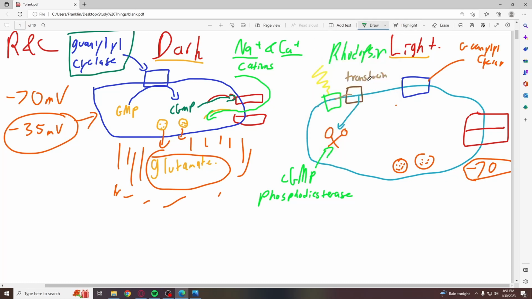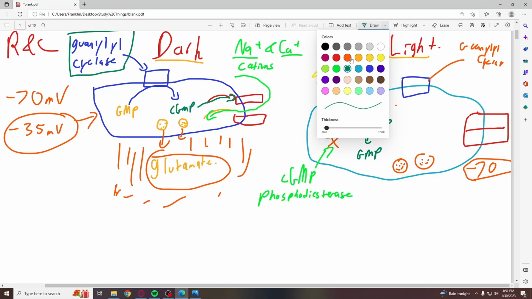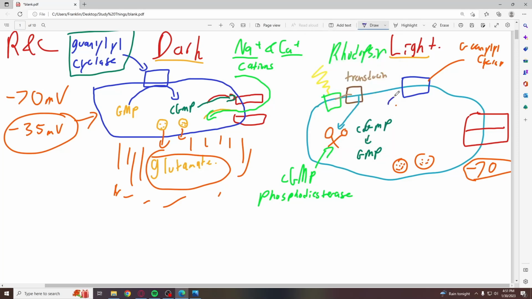What this does is it turns cGMP to GMP, all the while this guanylyl cyclase is still doing GMP to cGMP, but because of the scissors, it's turning back to GMP, meaning there will be no cGMP inside the cell, and this cation channel will be closed.